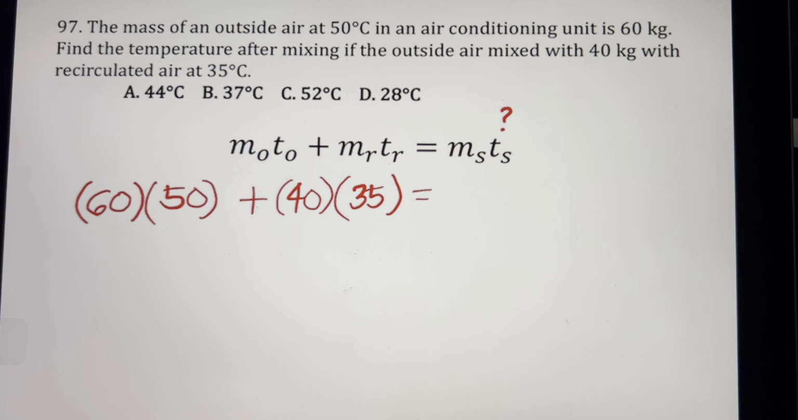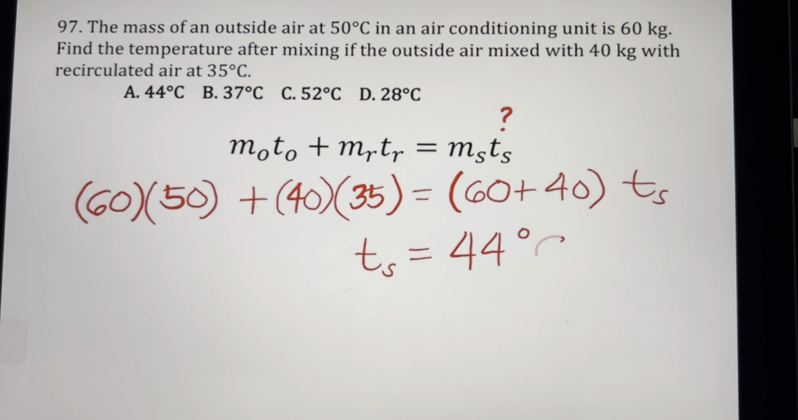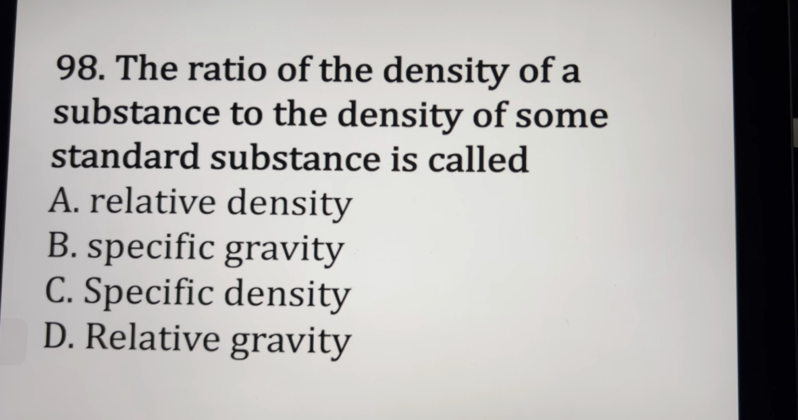For the mass of the supply, we will be using our conservation of mass. So take note that the mass of the supply is the sum of the outside air and the recirculated air. And our unknown is the temperature of the supply. What is our answer in degrees Celsius? The answer is 44 degrees Celsius. The ratio of the density of a substance to the density of some standard substance is called the specific gravity.